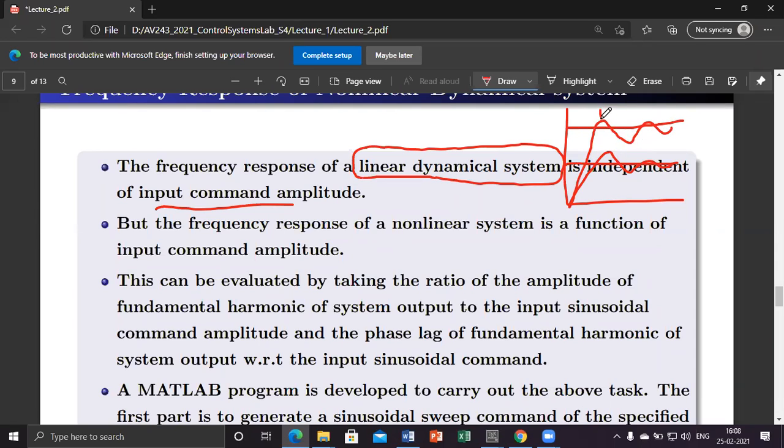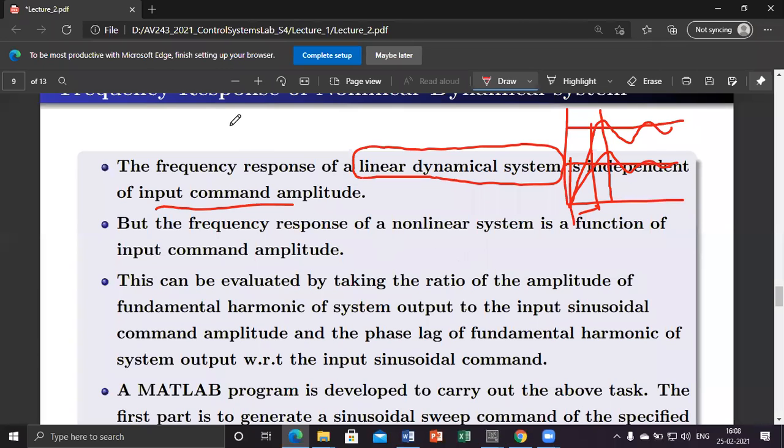Both will have the same peak time. Both will have the same rise time, the 10% to 90%. Both will have the same settling time. So the performance will not be affected by changing the level of the command amplitude. That's what I'm telling. That's a property of a linear dynamical system.